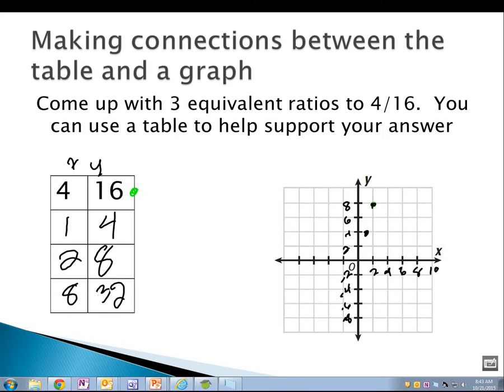Okay, there's 1, 4, 2, 8, and then if I wanted to do 16, I can use my straight edge, and it would be somewhere up here. And it's always going to fall on that line. So 16 is going to be 4. So if I did a straight line up from 4, that's where 16 would be. Okay? That's where 16 would be.